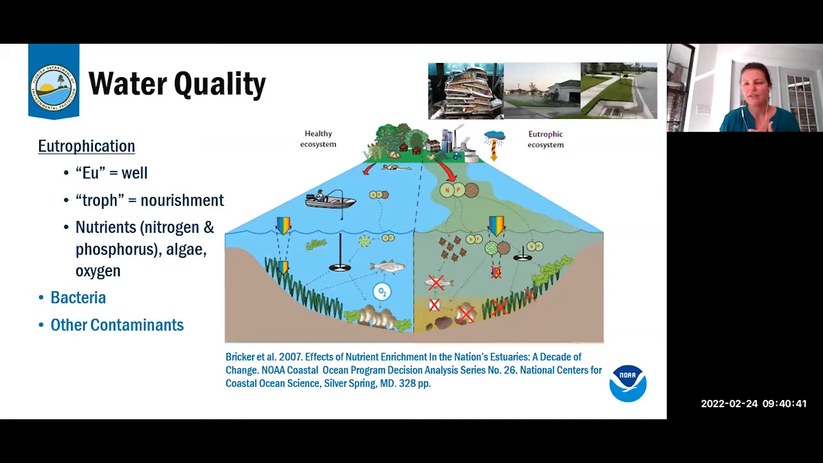But of course, you can have too much of a good thing, and excess nitrogen and phosphorus can lead to excess algae growth, decreases in water clarity, low oxygen events, and toxic algae blooms. So the pictures up on the right are examples of how nutrients can enter the estuary in our local watershed.